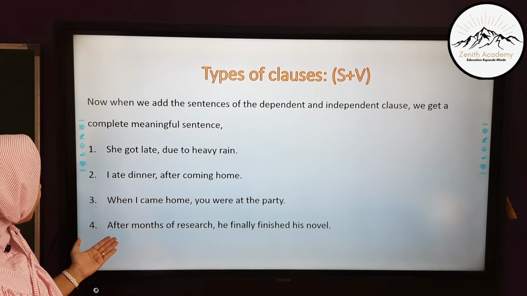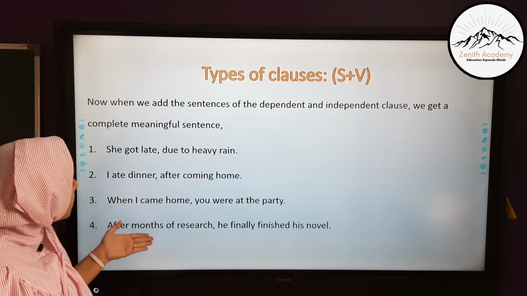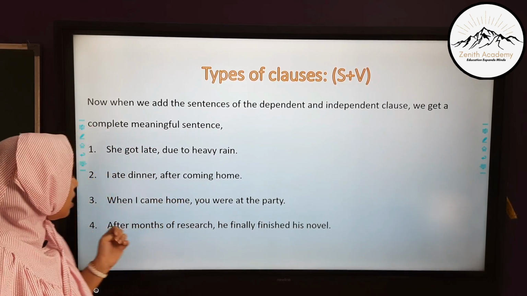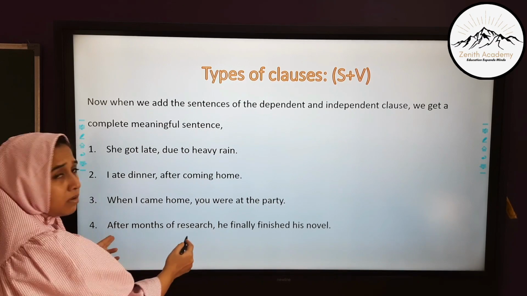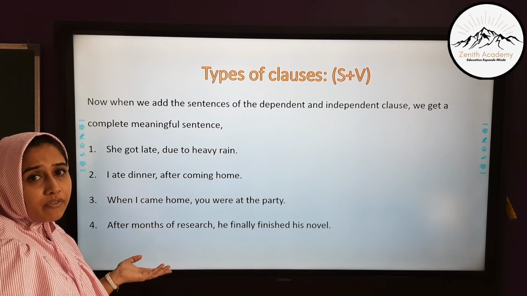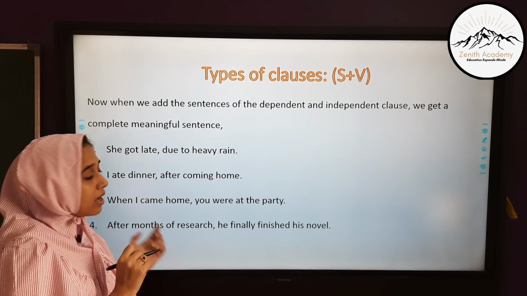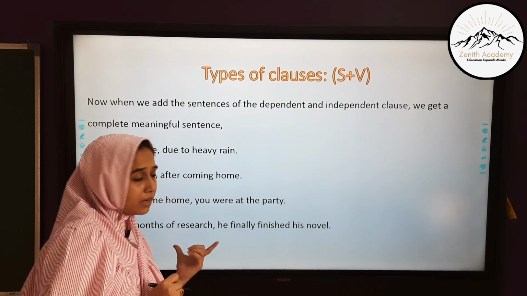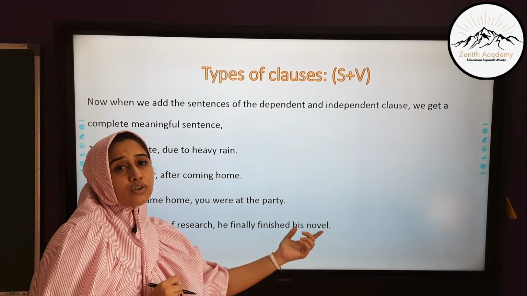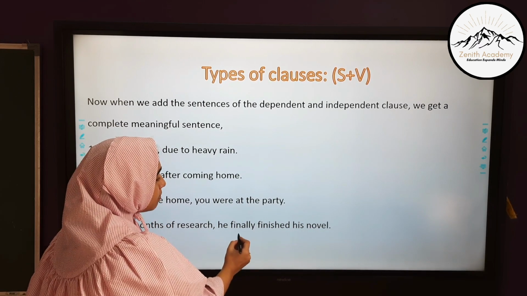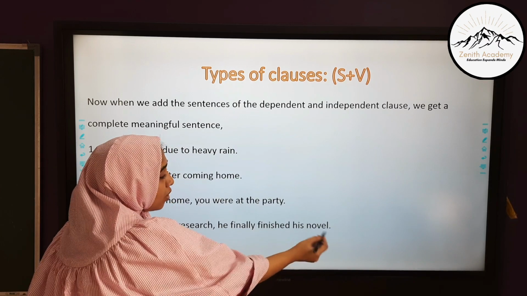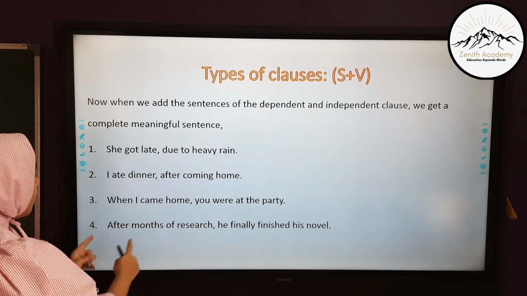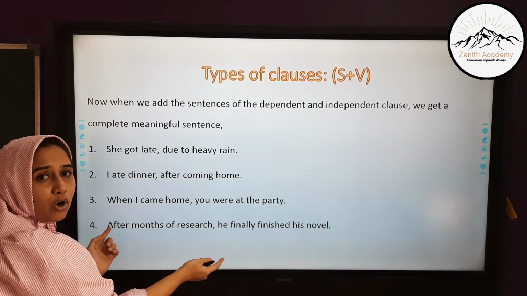In the fourth example, after months of research, he finally finished his novel. Now, after months of research, what happened? Do you have a question mark? Yes, it is answered only when I add the other part of the clause to it. He finally finished his novel, where he is the subject, finished is the verb, and novel is the object. So this is an independent clause, and after months of research is a dependent clause.